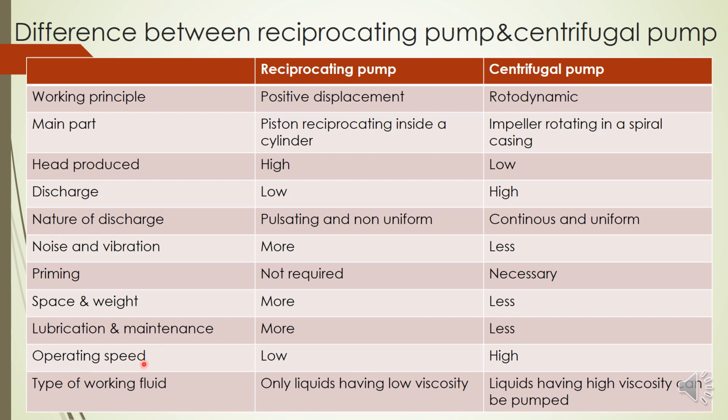Then operating speed. Here also reciprocating pump cannot be operated at very high speed, so it is limited. But centrifugal pump we can operate in high RPM regions. Then working fluid also. Reciprocating pump will not pump highly viscous liquid. It is used only for low viscosity fluids. But for centrifugal pump, it does not matter that much. We can use high viscosity fluids also. So this is a broad comparison of reciprocating pump and centrifugal pump.